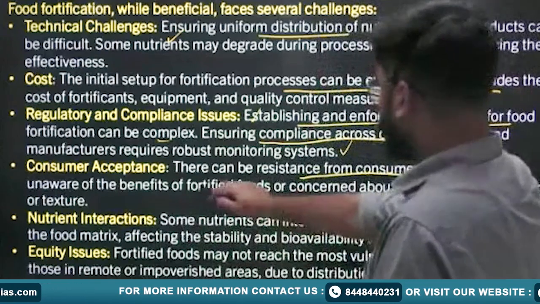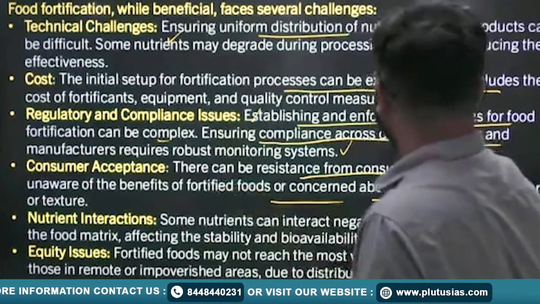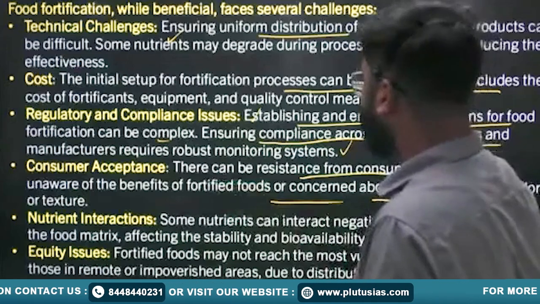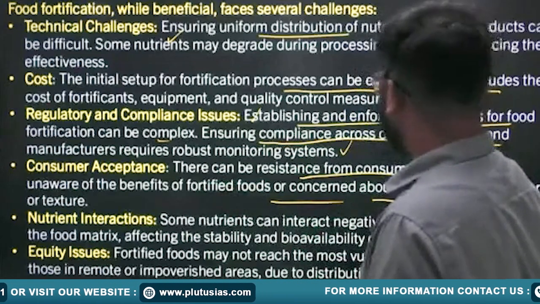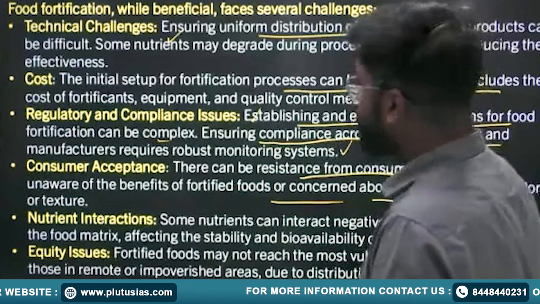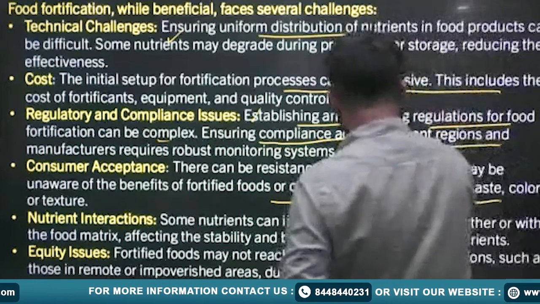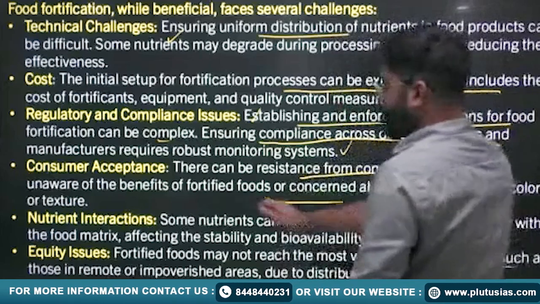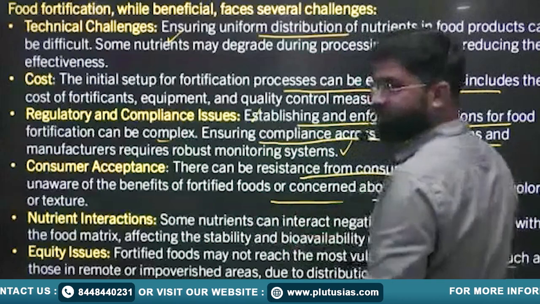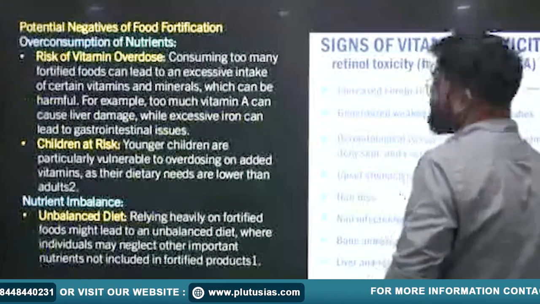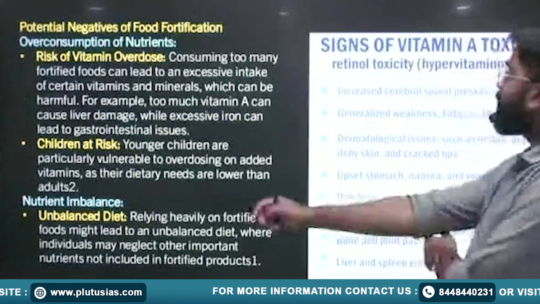Nutrient interaction. Some nutrients can interact negatively with each other or with the food matrix, affecting the stability and bioavailability of the added nutrients. The next is equity issue. Fortified food may not reach the most vulnerable populations, such as those in remote or impoverished areas, due to distribution challenges. These are the challenges. Then potential negatives. What is the potential negative?